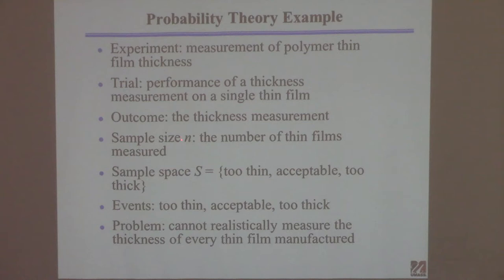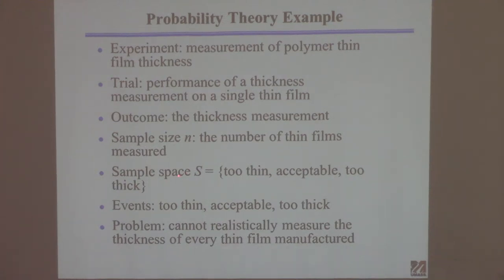So a key thing here is the sample size is usually, for a problem like this, going to be much smaller than the total number of things you could possibly sample. So again, making 10,000, sampling 20, or something like this. So I made up this example myself.